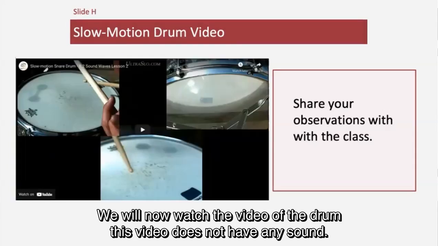We will now watch the video of the drum. This video does not have any sound.